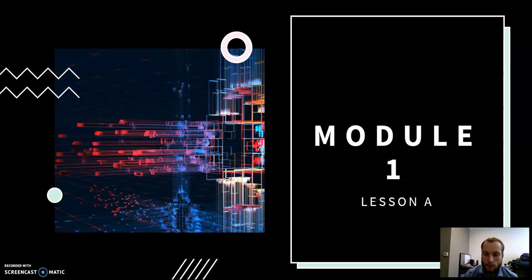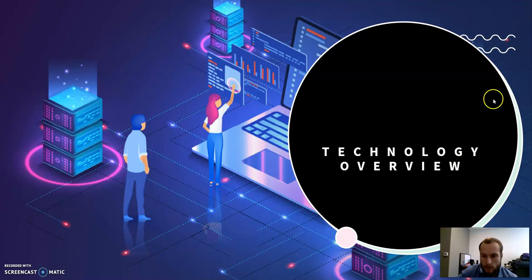I'm going to be going over this first lesson in Module 1. So this is Module 1, Lesson A. This is going to be a quick overview of technology. It's going to be a pretty basic overview of everything you need to know about technology. As we progress in the modules, these will get a little more advanced, but this first lesson in the module is going to be pretty much basic things you need to know about technology.